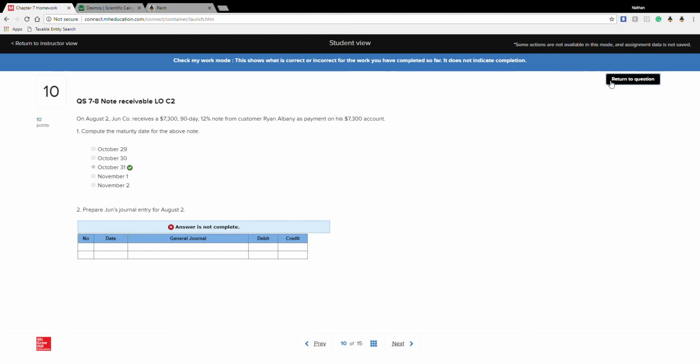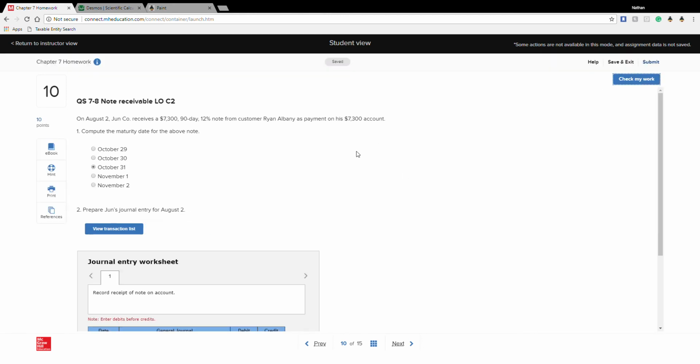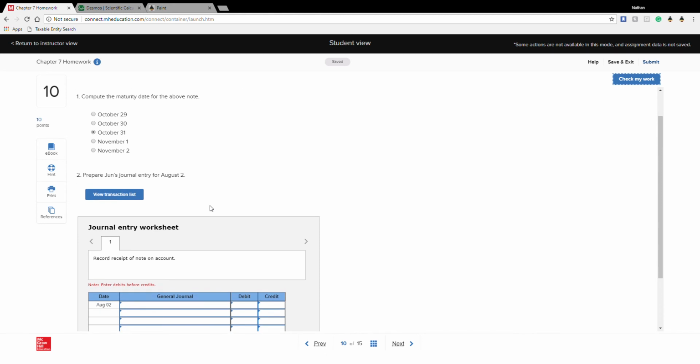It's multiple choice. You can select each one. But I would strongly encourage to actually be able to count the days. Here, I know if I didn't count the 31s, November 2nd is probably going to be the one that you're going to pick because it's 3 months away. Right, just remember there's two 31s. So it does fall back to October 31st. Alright, let's do the second part. Alright, prepare Junco's journal entry for August 2nd.